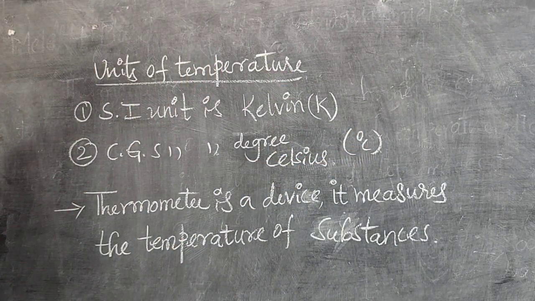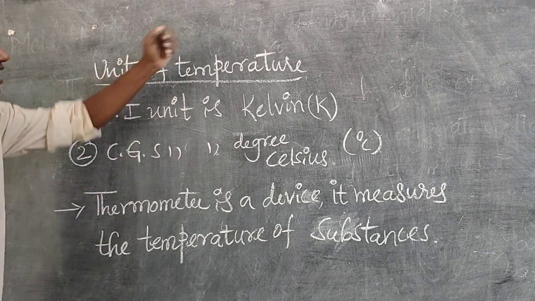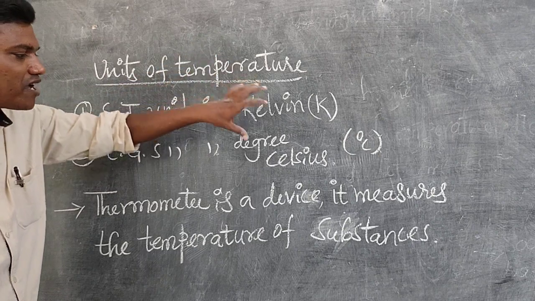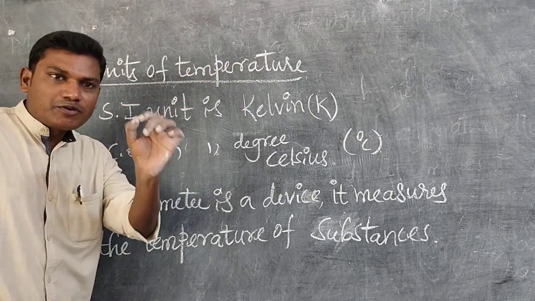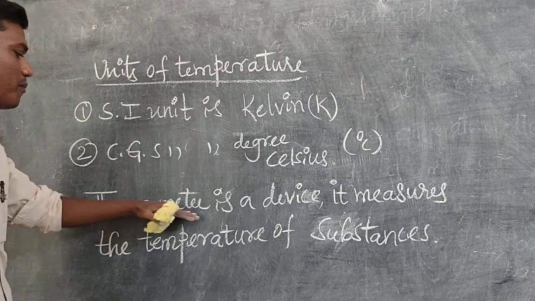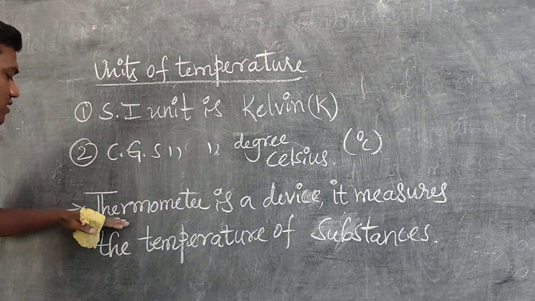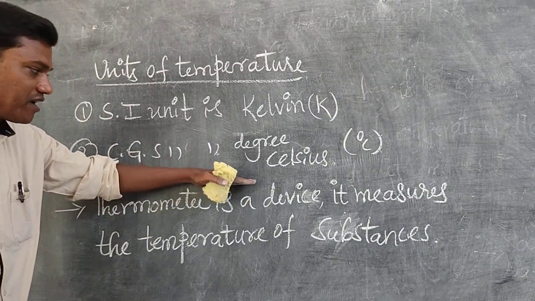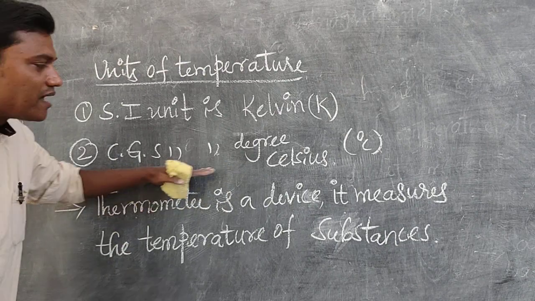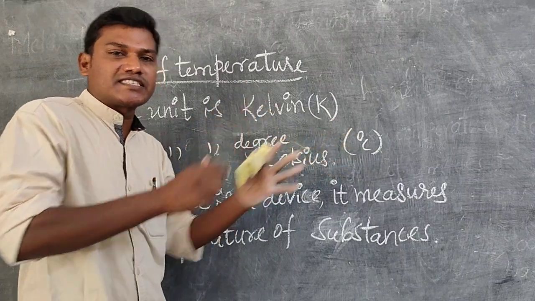Now we discuss how we can measure temperature. To measure the temperature of any substance, we use a device. The device name is thermometer. So thermometer is a device with the help of which we can measure the temperature of any substance.